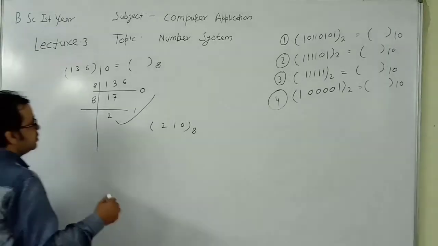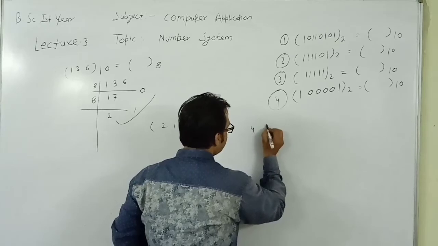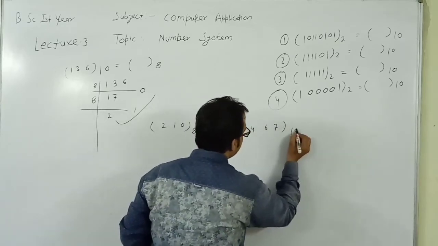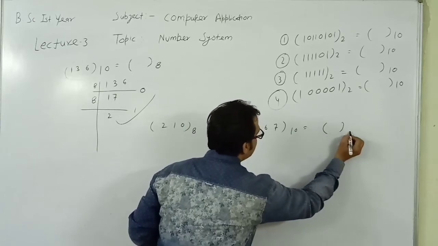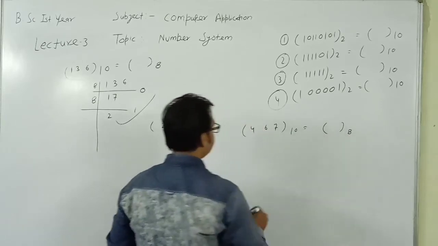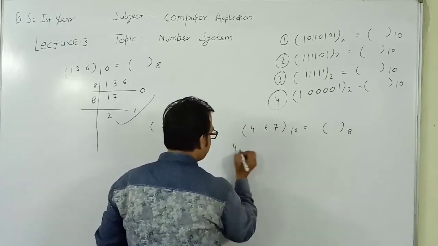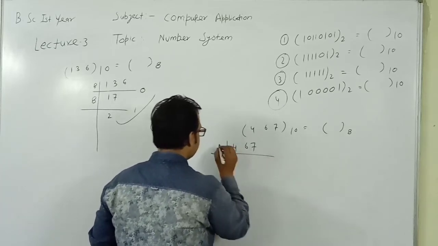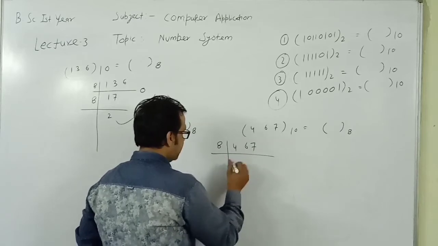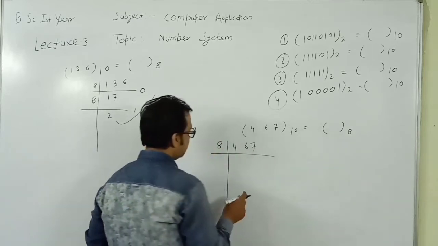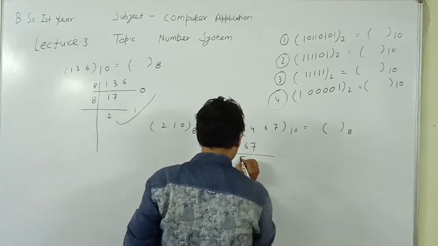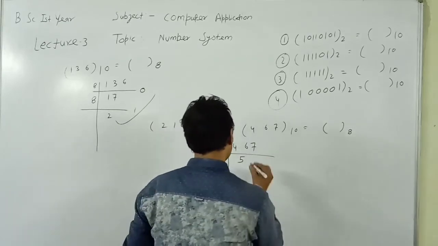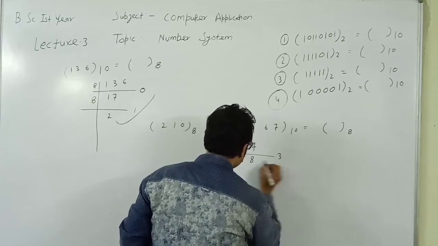Now take one more example. Converting 467 in decimal, we have to convert into octal. Now take the number 467, start dividing by 8. 8 5s are 40, 6 remaining, 67. 8 8s are 64, 3 remainder.